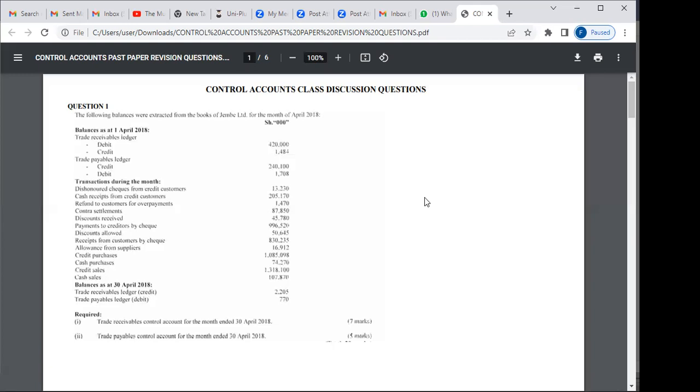Cash purchases, ignore. That is what I was telling you. Cash purchases, ignore. Credit sales, debit the sales ledger. Cash sales, ignore. And things become smooth if you do that. Let us do it now practically.